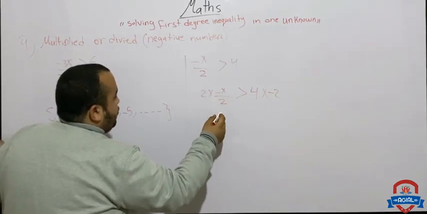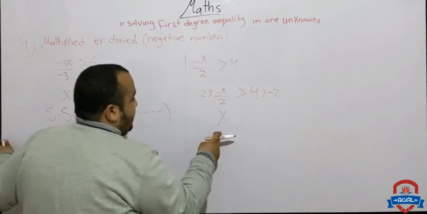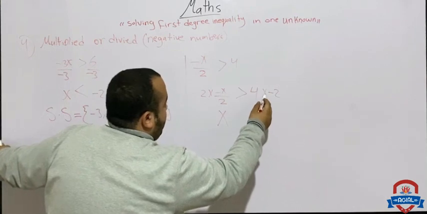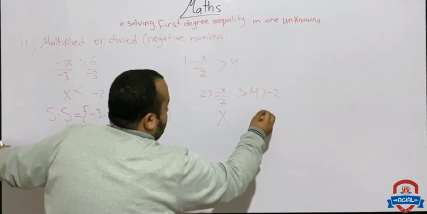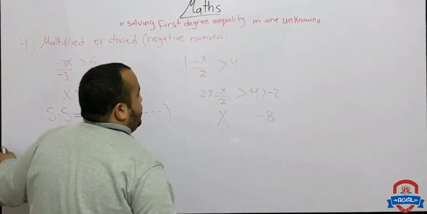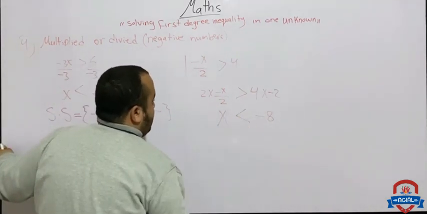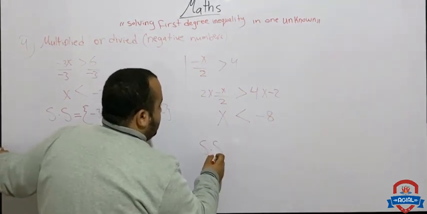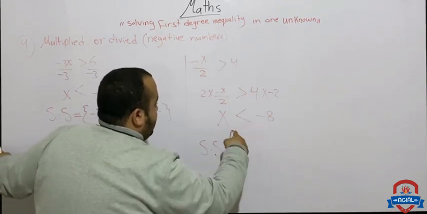-2 over -2 equals 1. 1 times x equals x. So the left hand side equals x. And the right hand side equals 4 times -2, which equals -8. And now we should reverse the inequality. So the solution set of this inequality in the set of integer numbers equals the numbers less than -8.